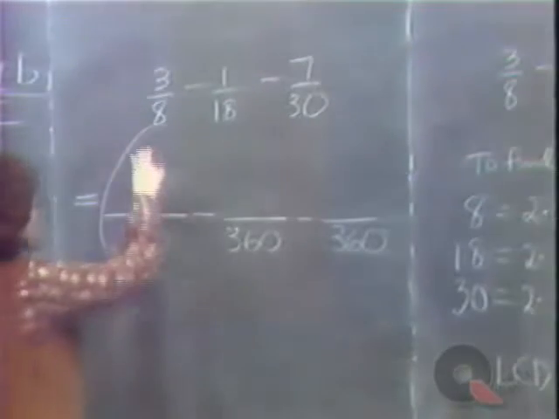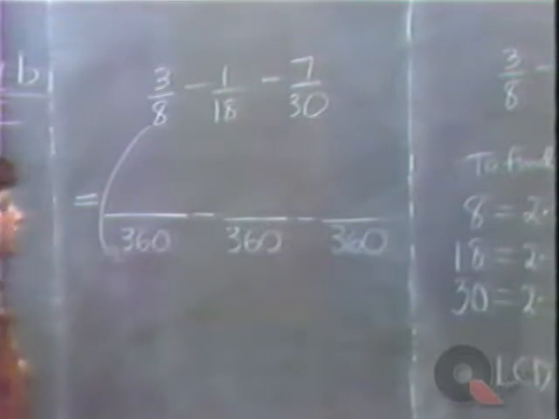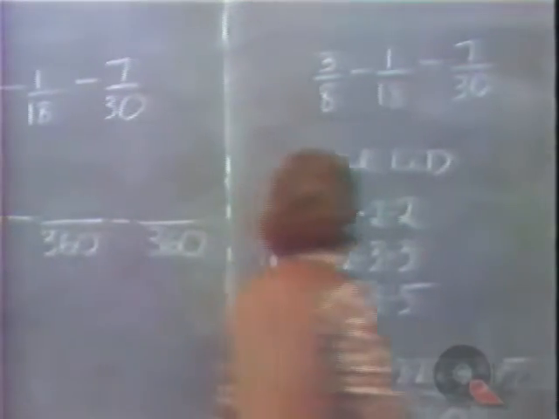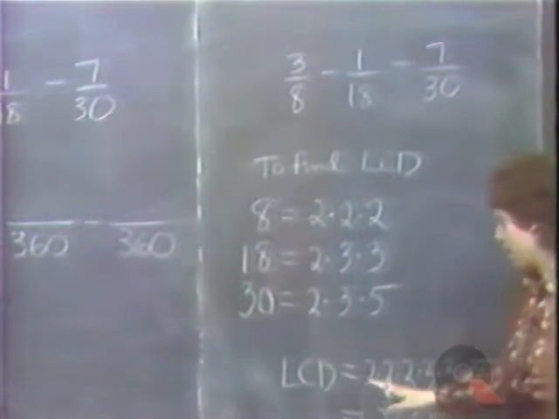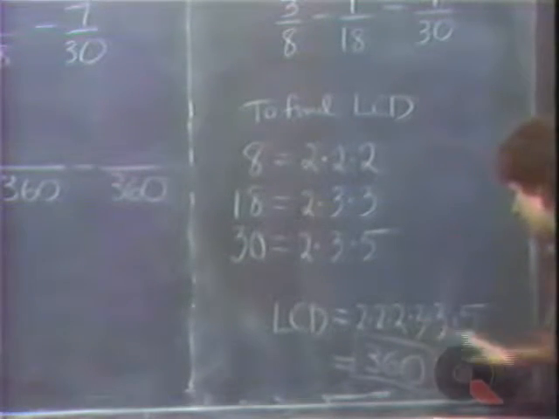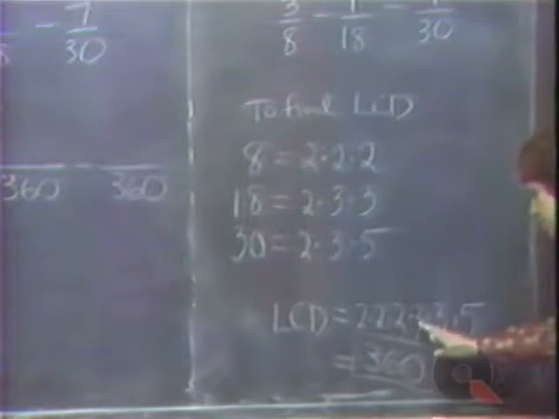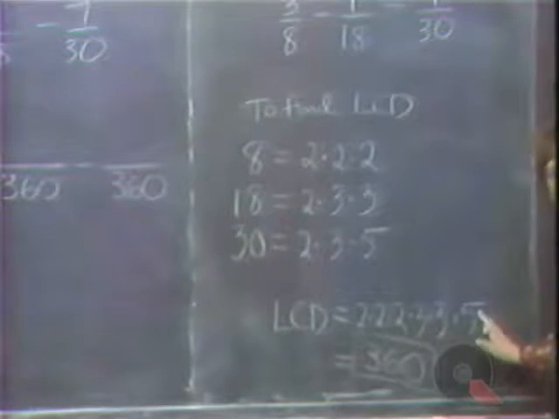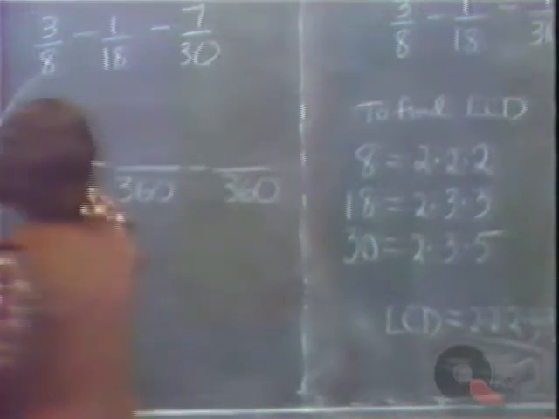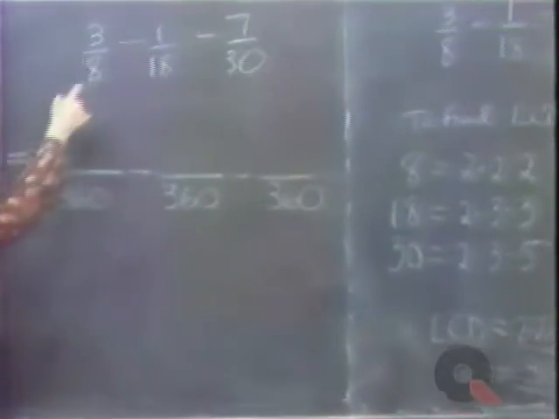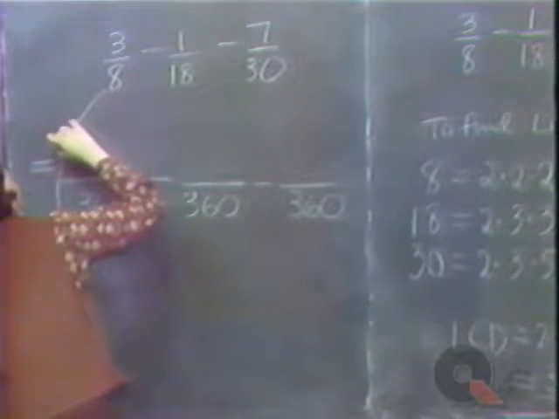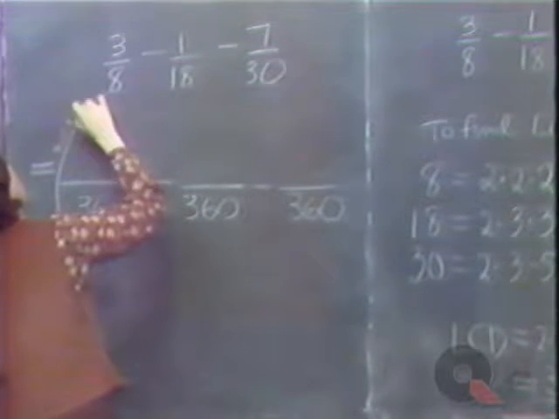You can take 8 into 360 and get 45, or some people prefer to look at the LCD, which is a factored form of 360, and say, look, 8 is 2 times 2 times 2. 8 times this must be 360. This is 9 times 5, 45. So either take part of the LCD and do it that way, or straight off go 8 into 360 and see that this was found by multiplying by 45.